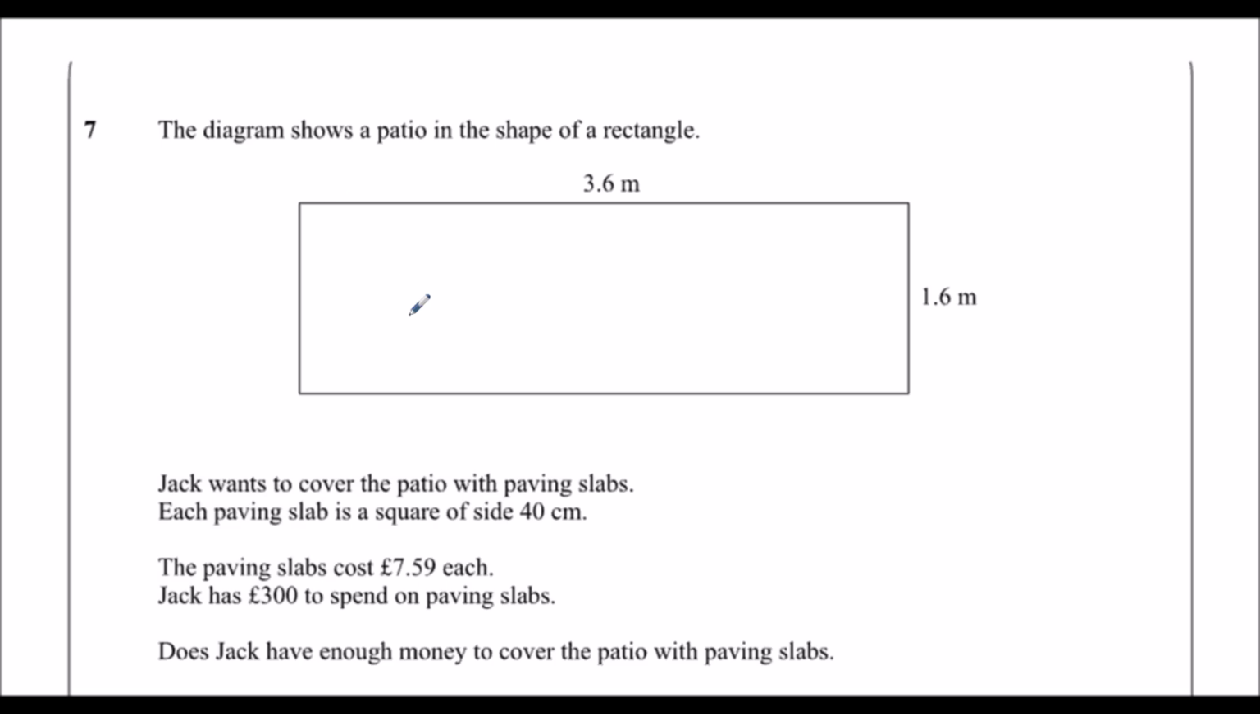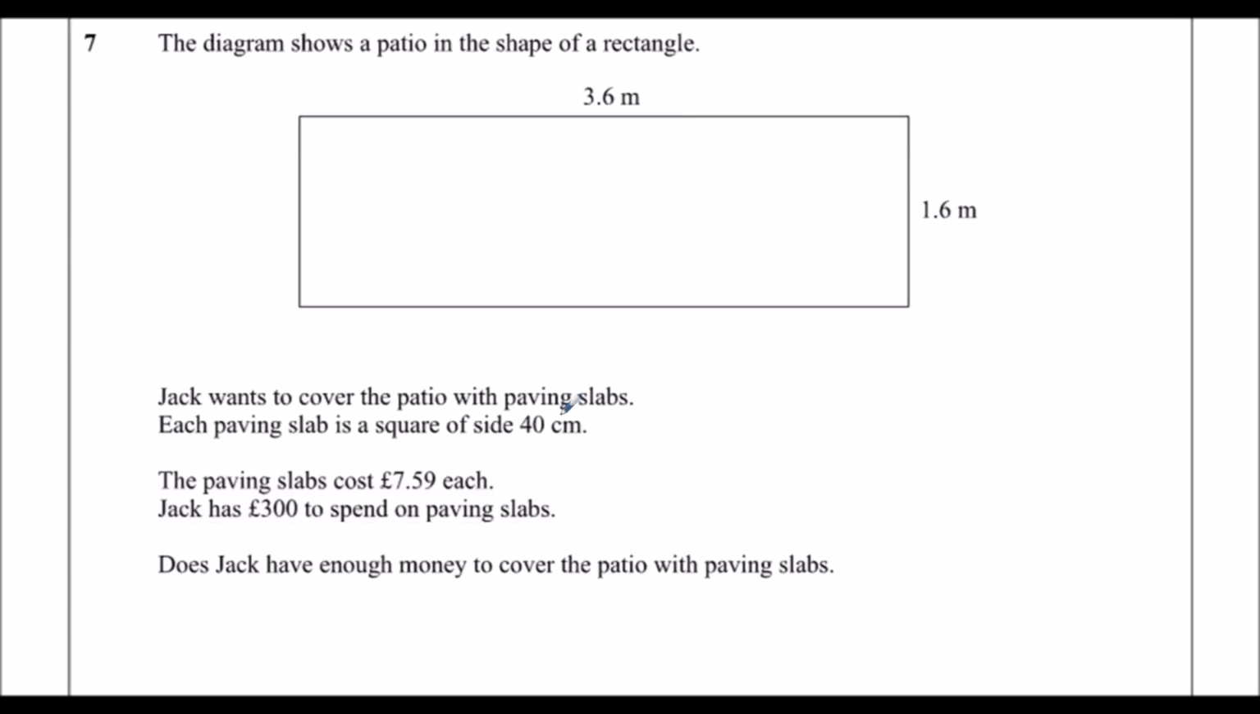Question 7. The diagram shows a patio in the shape of a rectangle. So we've got 3.6 meters by 1.6 meters. Jack wants to cover the patio with paving slabs. Each paving slab is a square of size 40 centimeters. The paving slabs cost £7.59 each. Jack has £300. Does he have enough money? So we need to know how many paving slabs are going to fit in this area.